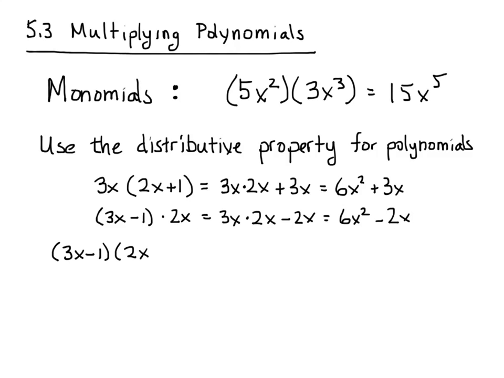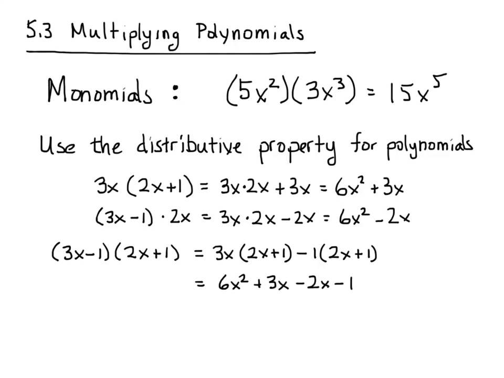Okay, so now if we take two binomials and put it together, many of you probably know the acronym FOIL, and I'll talk specifically about FOIL on the next slide. But what we're really doing here is we're using the distributive property twice. First, we're taking that 3x and multiplying it by the 2x plus 1, and then we're going to multiply the negative 1 times the 2x plus 1. And when we expand all that, we get 6x squared plus 3x minus 2x minus 1, and then we combine those middle terms, and we get our polynomial in standard form simplified.